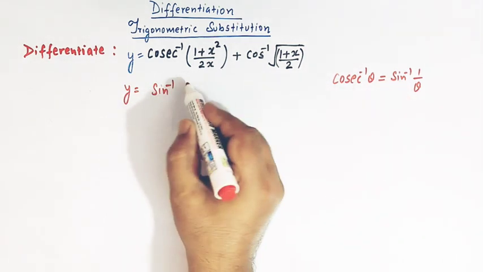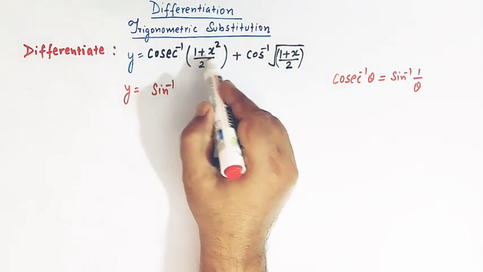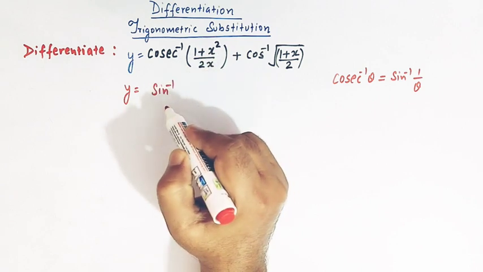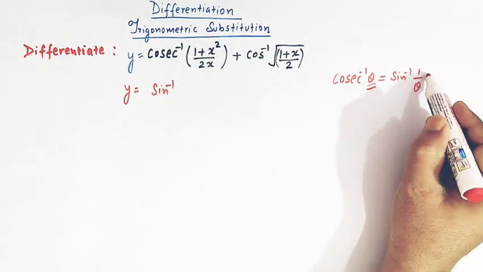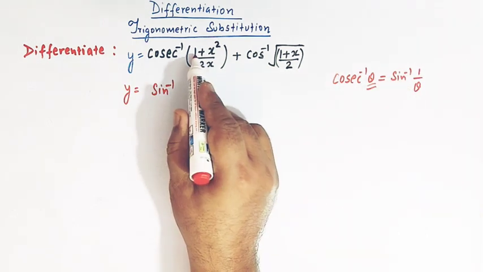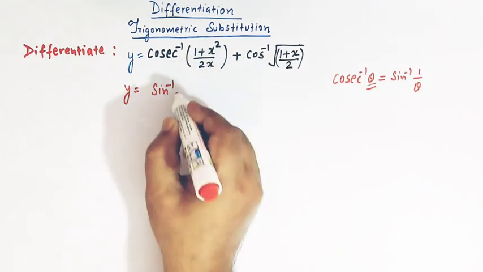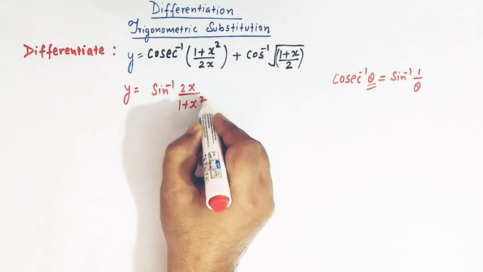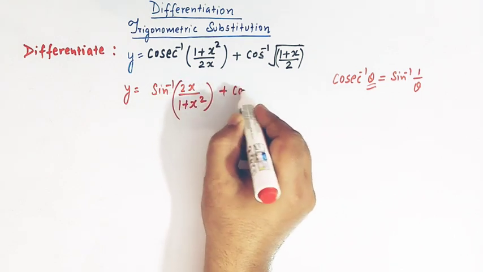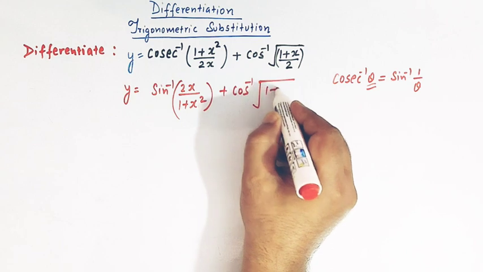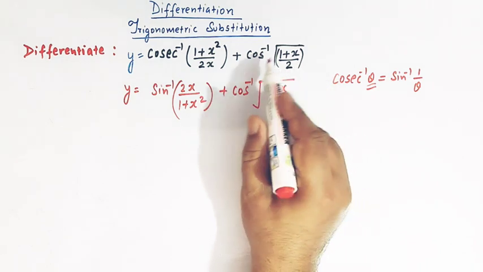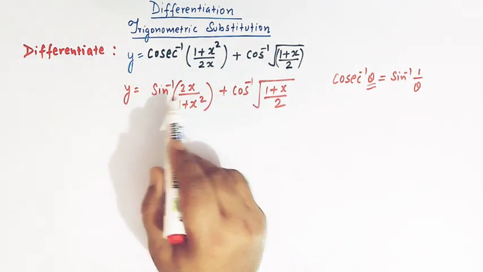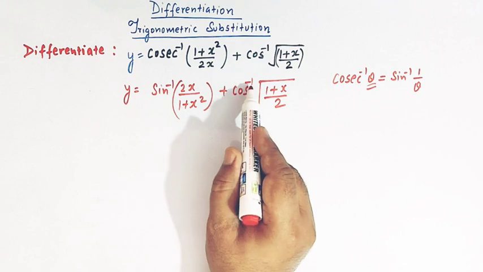So we have sine inverse, and here we'll write the reciprocal of this term, that is (1 plus x square) over 2x, right? Because here we have theta and here we have 1 over theta. So theta is (1 plus x square) over 2x, and here we have the reciprocal of this term. So we have 2x over (1 plus x square). And here we have cos inverse of square root of (1 plus x) over 2. So we'll keep this term as such, right? Okay, so now we have the sum of two functions, sine inverse and cos inverse, right?